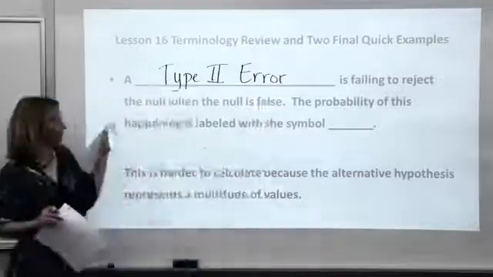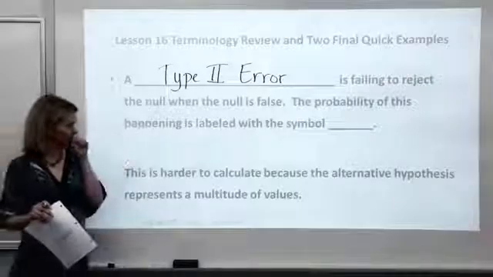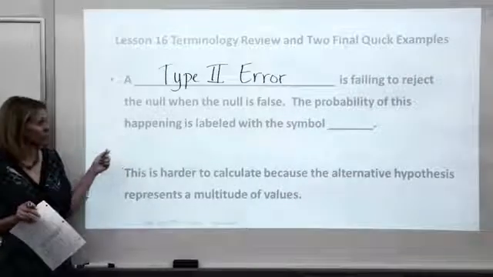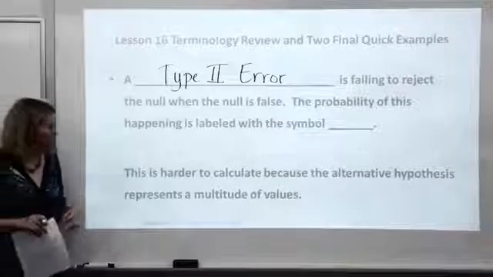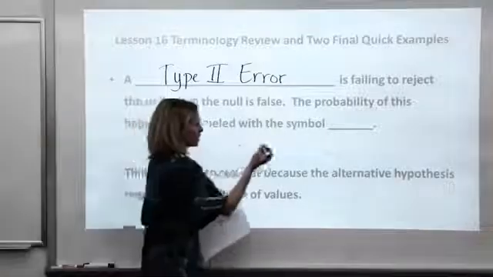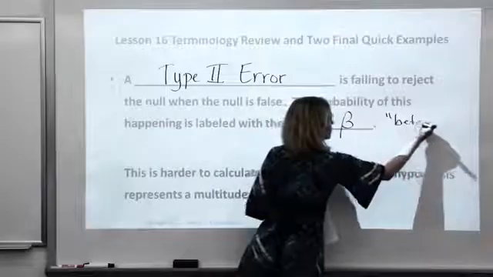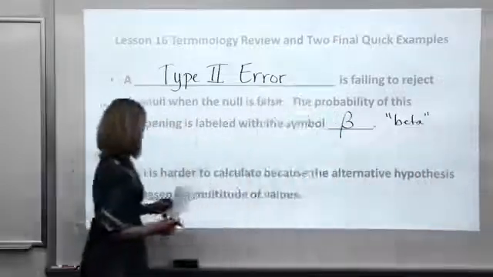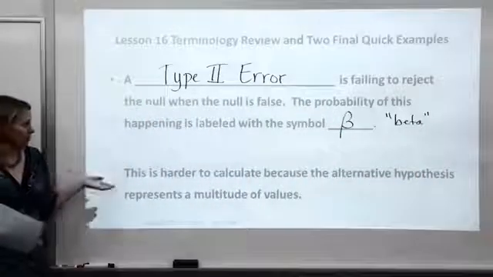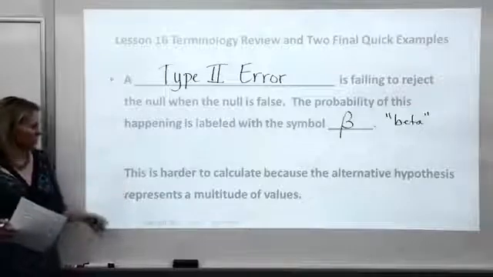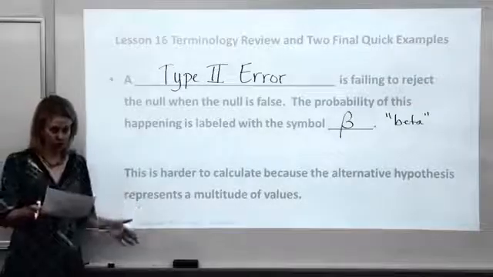And I don't think we've talked about this yet, but the probability of a type 2 error, we can call beta. This is another Greek letter, so it looks like this. And this one's a bit harder to calculate because the alternative hypothesis represents a multitude of values.